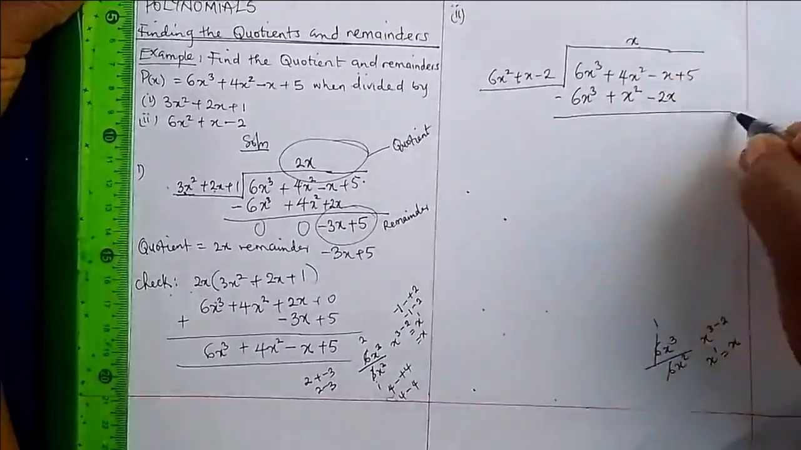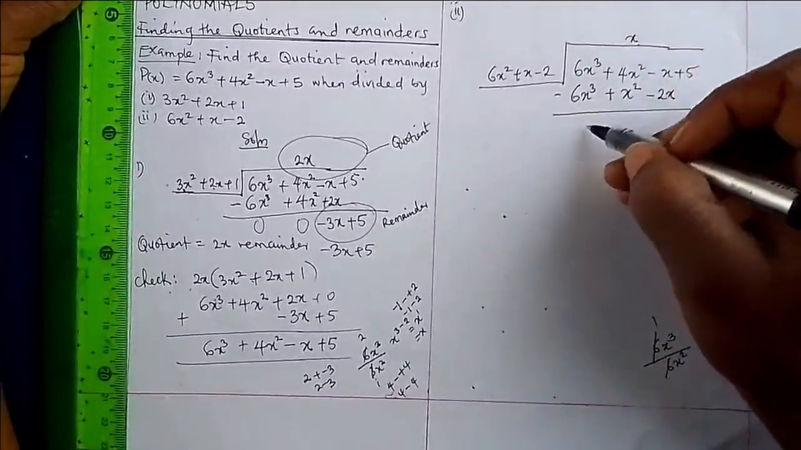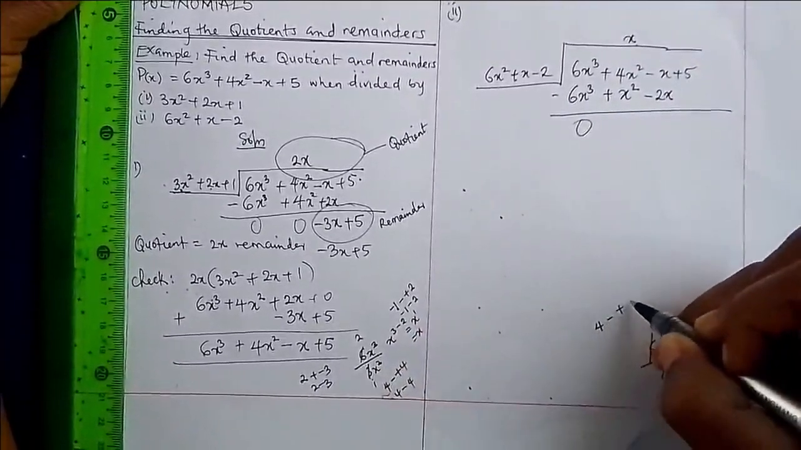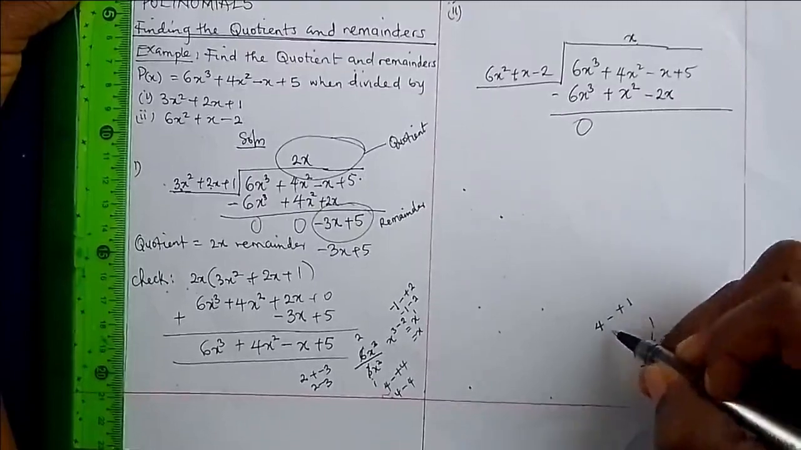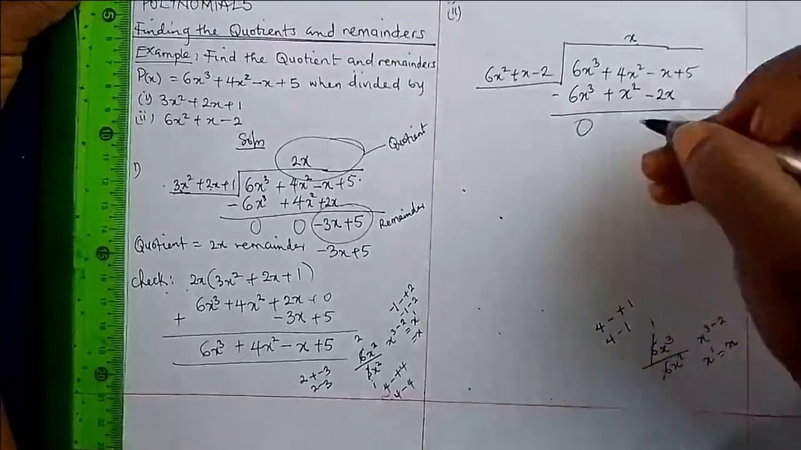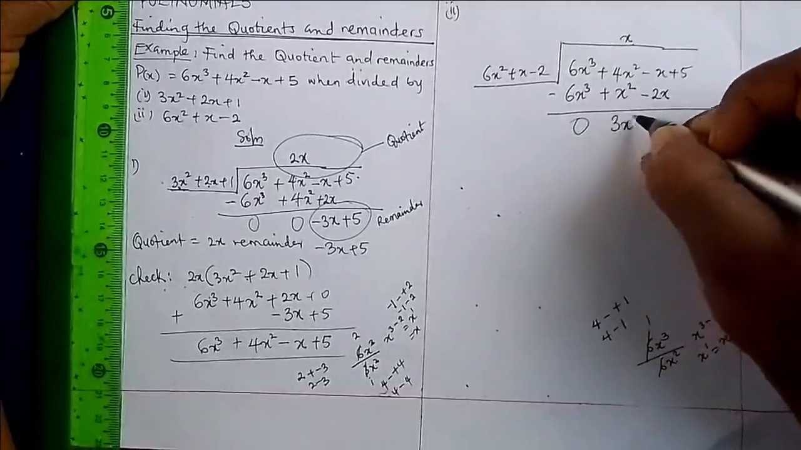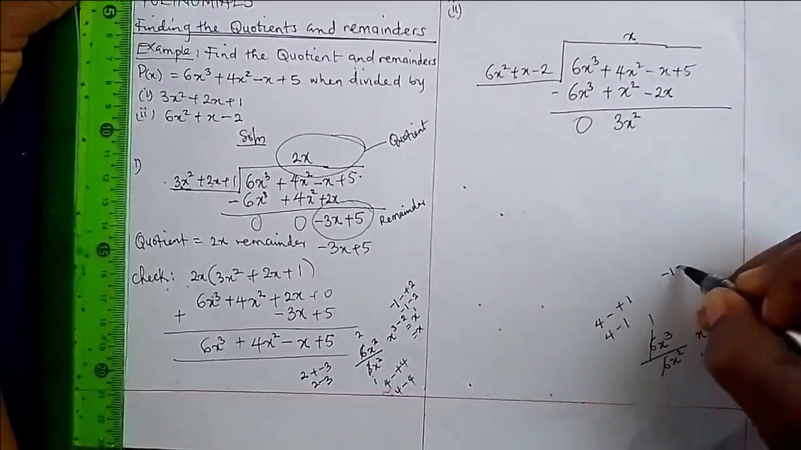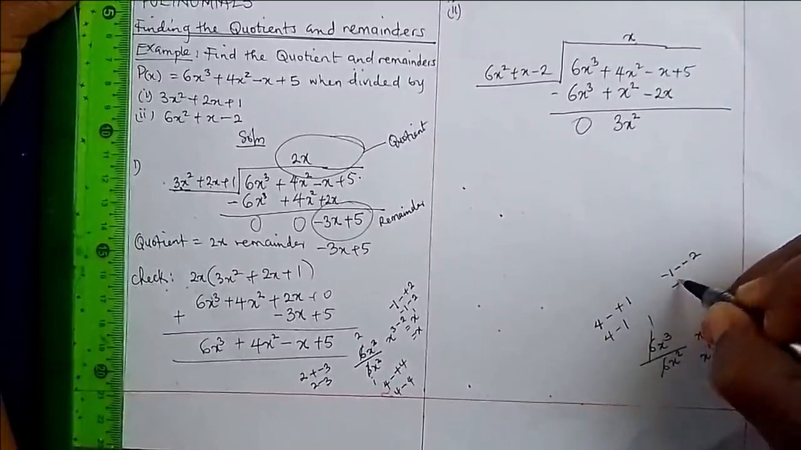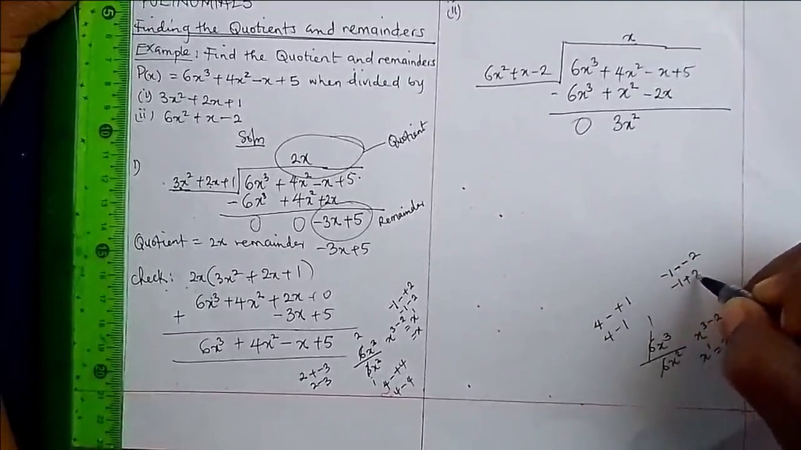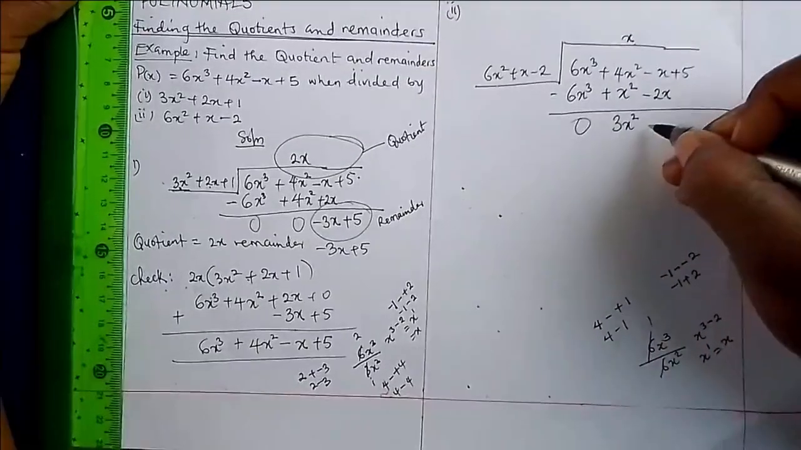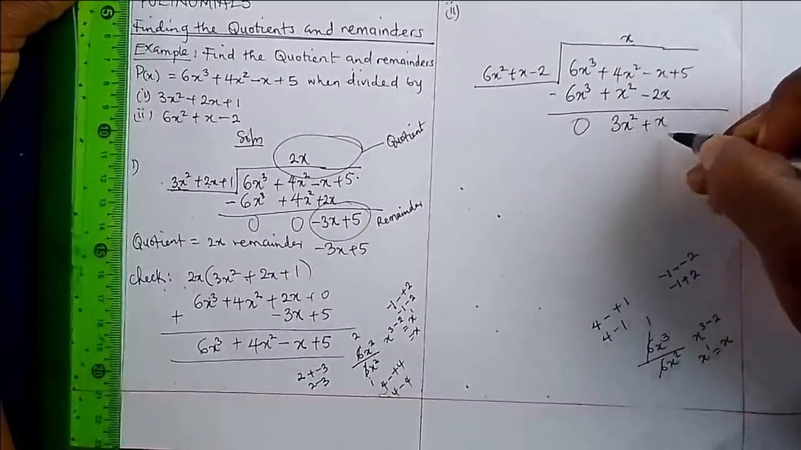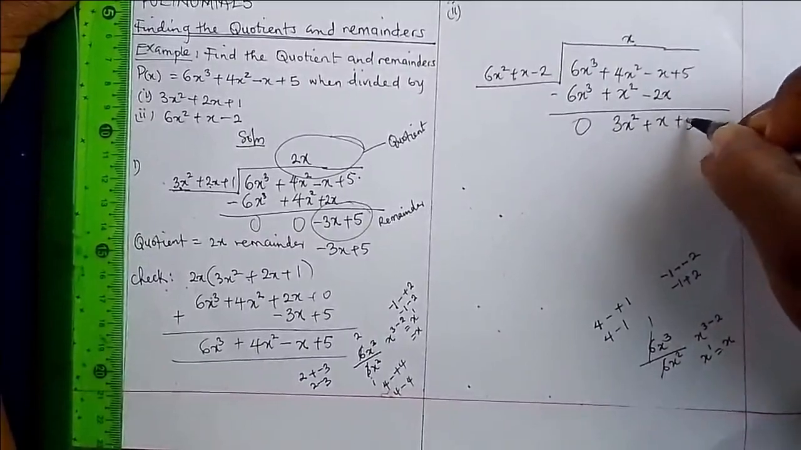You subtract. 6x cubed minus 6x cubed gives us 0. Then here we have 4 minus plus 1, that's 4 minus 1, we have 3x squared. Then here we have minus 1 minus 2, that's minus 1 minus plus 2. Minus 1 plus 2 gives us plus x, that's plus 1 plus 5.